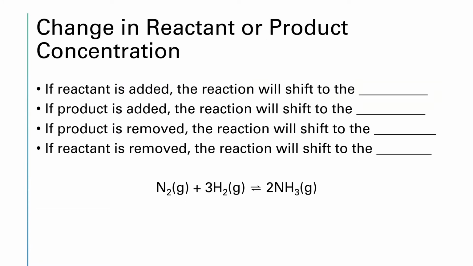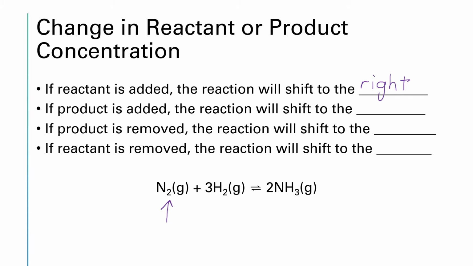So let's see what happens if we change how much of a reactant or a product is present. In the first bullet point, it says if reactant is added. Let's imagine for this equilibrium reaction down at the bottom that we added some nitrogen. Well, if we add some nitrogen, we just messed up our equilibrium. We now have too many reactants, so the reaction has to go in the direction that will use those up, get rid of them, and convert them to products to reach a new equilibrium position. That means that the reaction will go in the forward direction, or it will shift to the right. So adding a reactant will shift the reaction to the right.